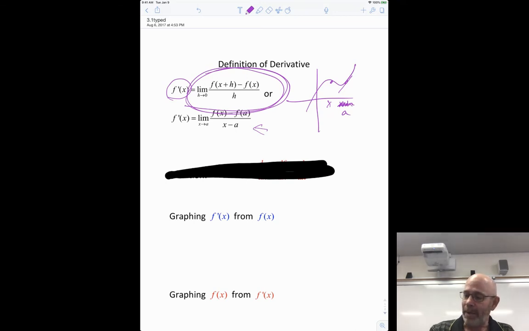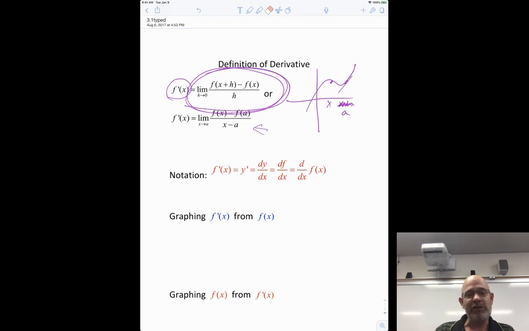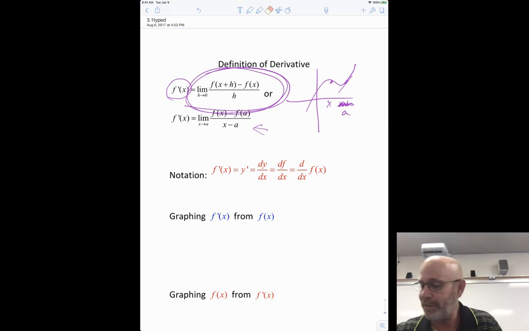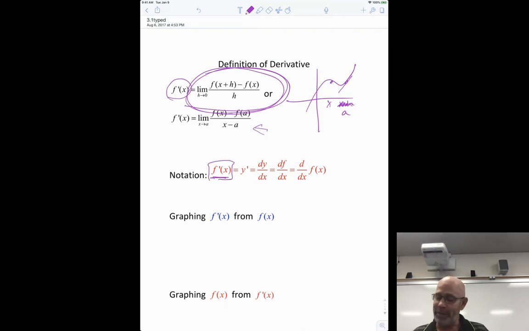Okay. I mentioned notation. There's all kinds of notation for derivatives. Again, the most common one that we're going to use is this one right here. It's called f prime of x. But remember, y is f of x. We start with y equals f of x. So sometimes we just say y prime to simplify it a little bit.